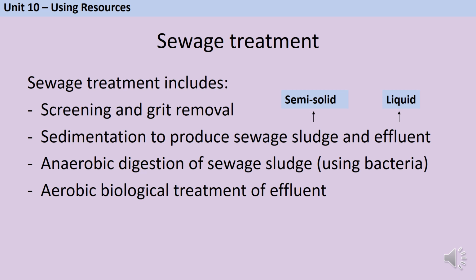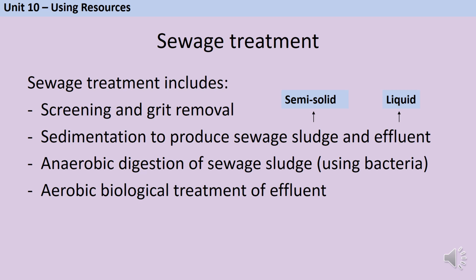The first one, rather like in the groundwater, is screening and grit removal. So again, we've got a fine metal mesh and the water is going to pass through that, and that's going to remove any large objects. Then we have that sedimentation process, which separates out liquids from solids. So you're left with 2 parts. There's a semi-solid goo that we call sewage sludge, and then the liquidy watery stuff on top is called effluent.